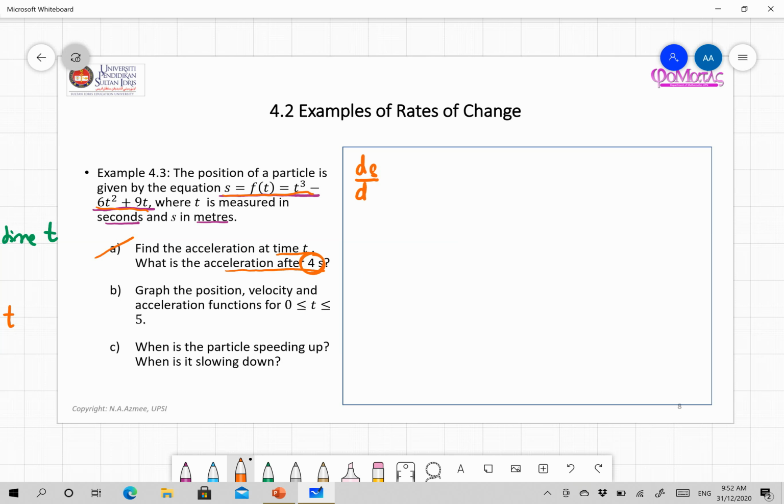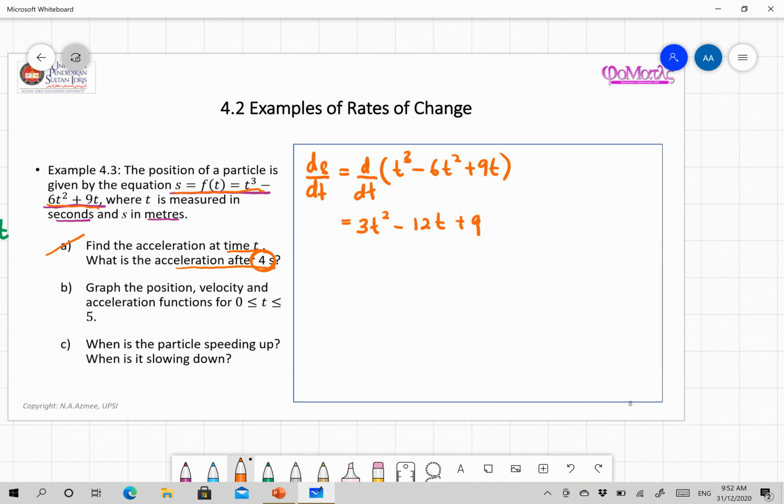Here we have ds/dt, which is going to be equal to differentiating the function t cubed minus 6t squared plus 9t, and this is going to be equal to 3t squared minus 12t plus 9. So that is the result of the first derivative. We move on and differentiate the result here once again, and you will get the second derivative of this function. The result is going to be equal to 6t minus 12. So this is the answer that we are looking for.